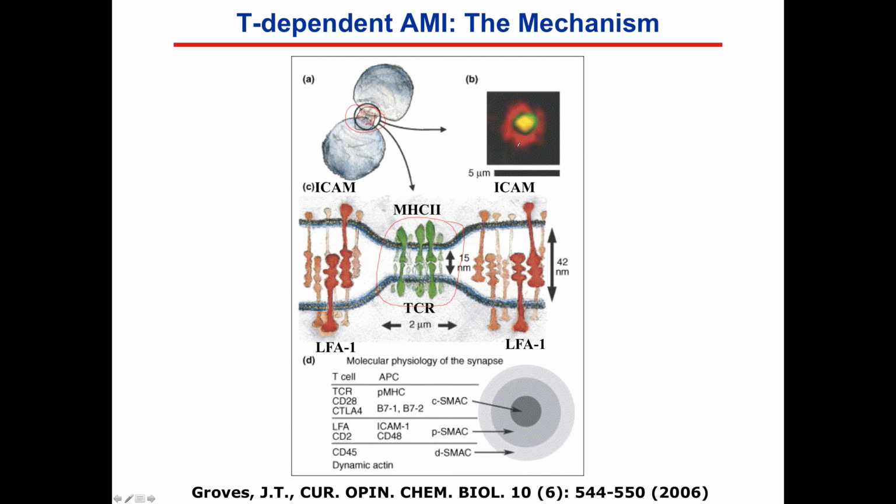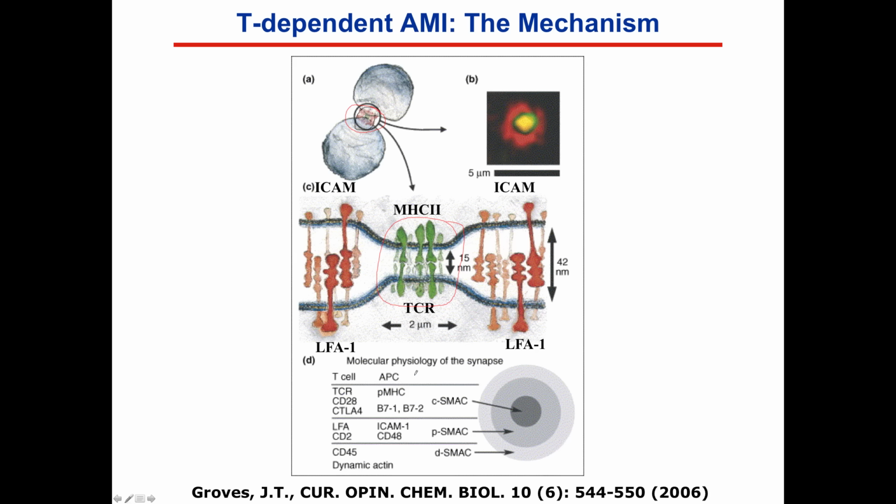What this gives you is a bullseye. If we were looking edge on into the B cell, we would see the MHC2s in the middle, and then we'd see ICAM. If we looked on the T cell receptor side, we would see T cell receptors in the middle and LFA1 on the side, and it forms this kind of bullseye.